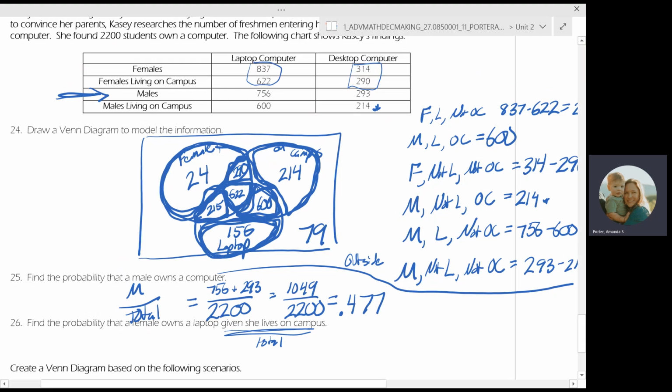We'll just do red. Given she lives on campus, the on-campus bubble is a full bubble. That's my total. So my total is the 290 plus 622 plus 600 plus 214. That's the number that live on campus, and it is 1726. So my denominator is 1726.